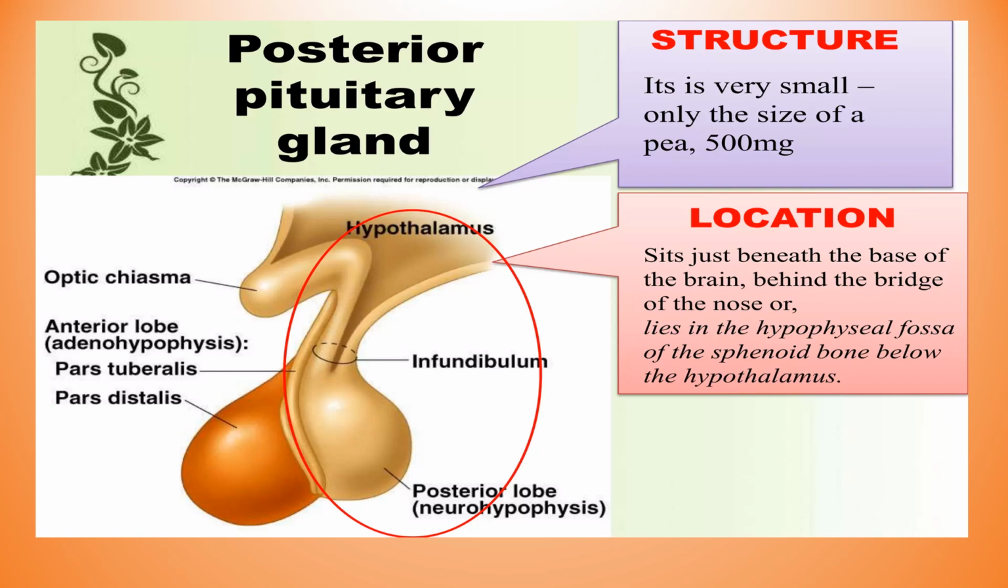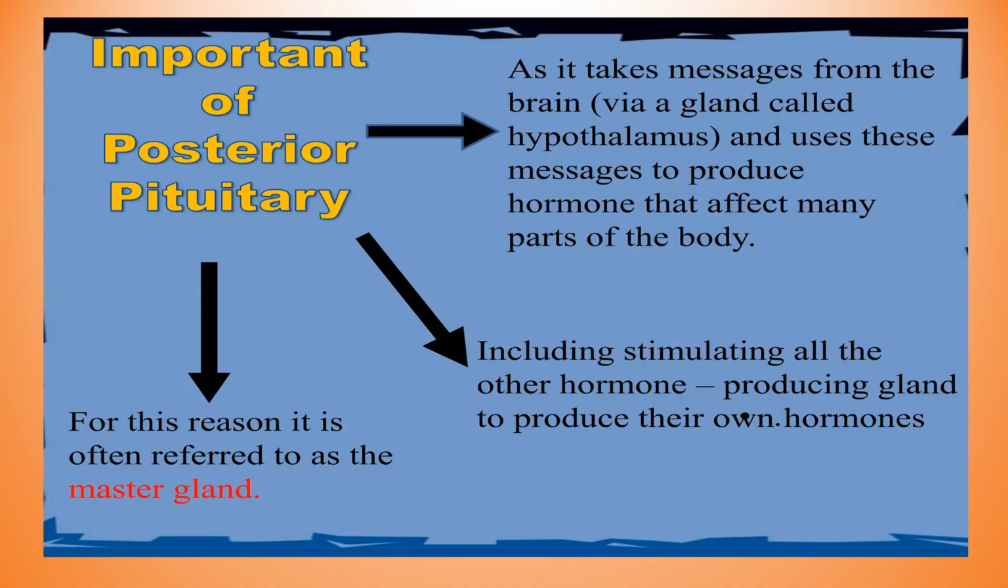So what is the posterior pituitary gland? The posterior pituitary gland contains the hypothalamus, infundibulum and posterior lobe. A few things we should learn about the posterior pituitary gland: it always takes messages from the brain via the hypothalamus. You know, the hypothalamus is the heat regulating center, and it uses messages to produce hormones that affect many parts of the body. It also stimulates other glands to produce their own hormones, and it is also referred to as the master gland.